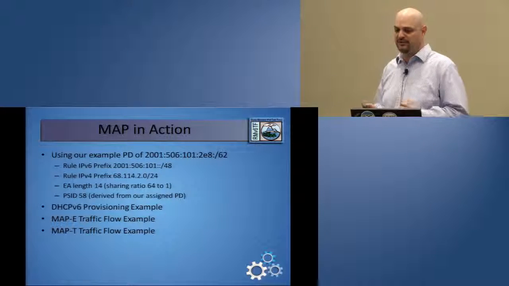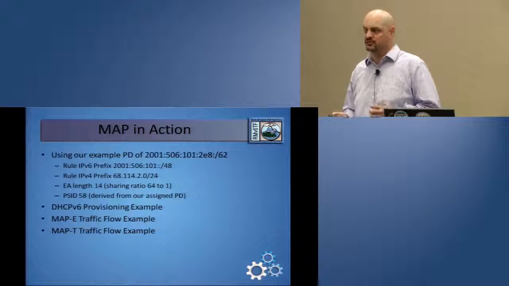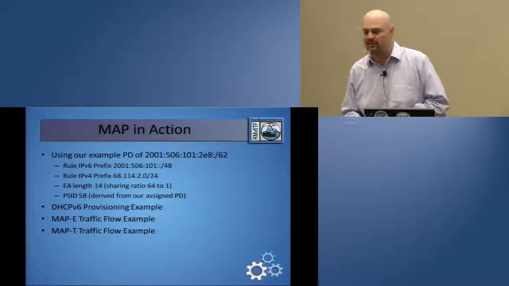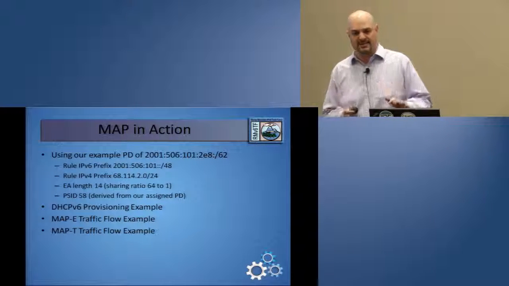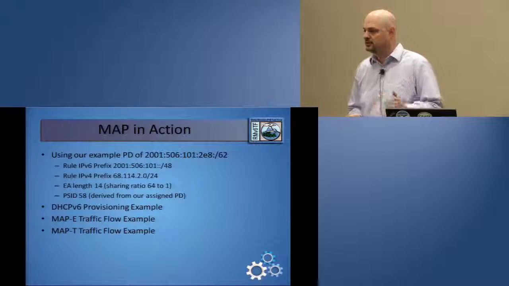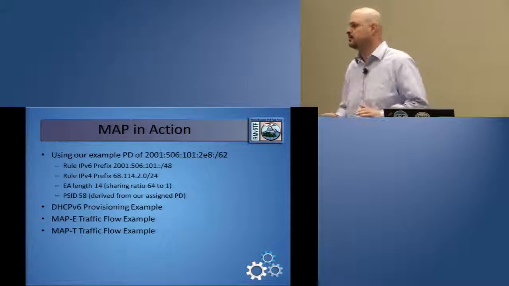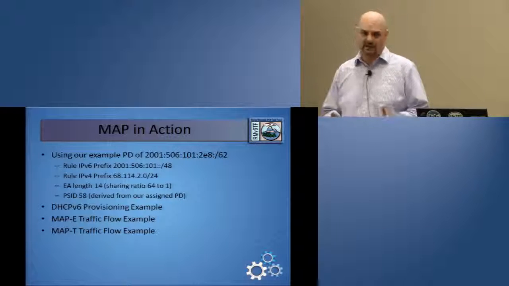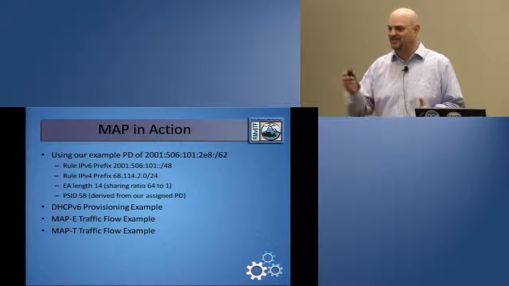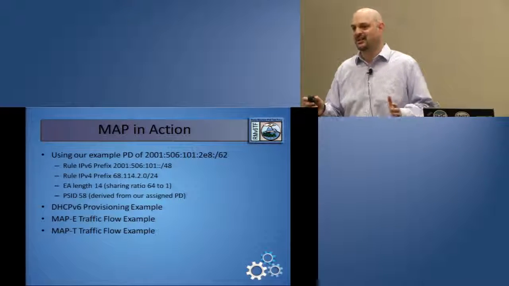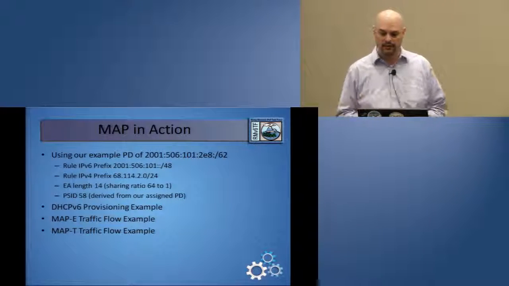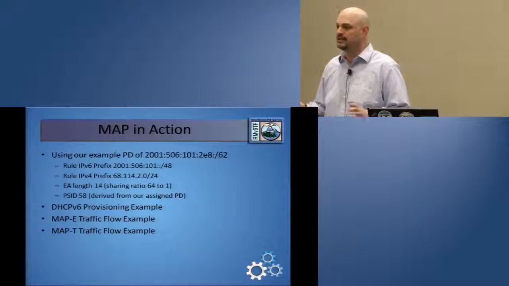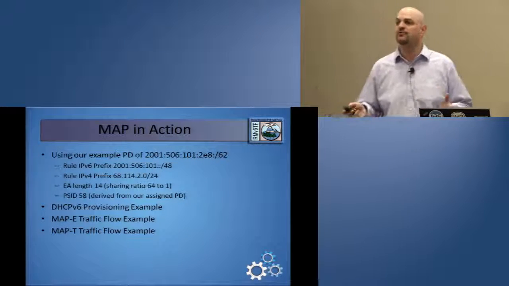But so we have a prefix, a /62 that's delegated to our customers. This is one particular prefix. We have our rule IPv6 prefix, our rule IPv4 prefix, our EA length of 14, and the PSID of 58, that's actually derived from our PD. So this is not something that we assign them. I was working with one of our vendors to try to get them through MAP, and I was looking at a capture of a DHCPv6 session, and I'm like, wait a second, you're assigning the PSID. And so I pointed them over to the draft document for DHCP software support and clarified that. But that PSID is not actually assigned in the DHCP by any DHCP option. It's derived from the PD.